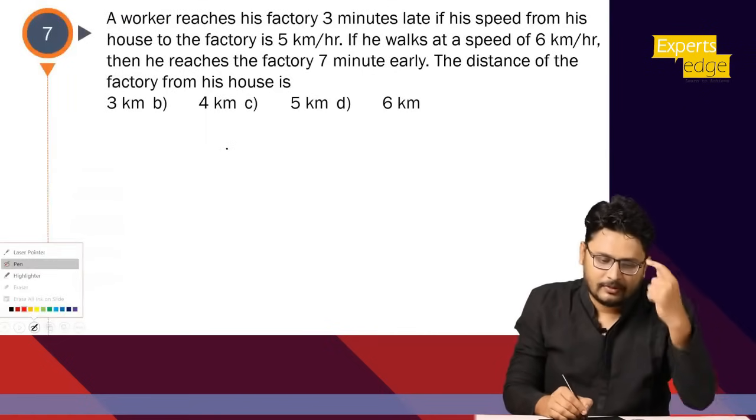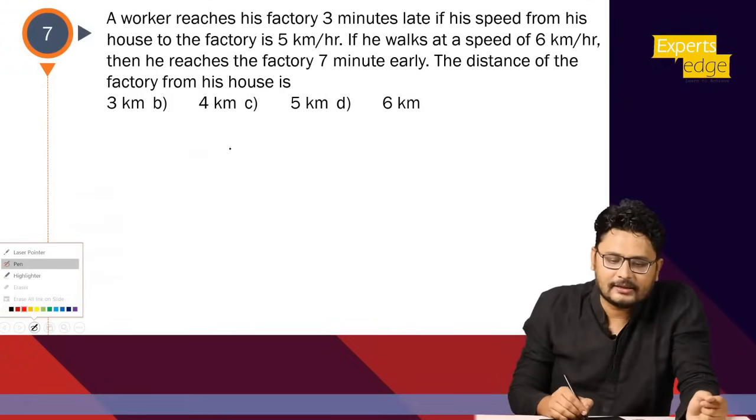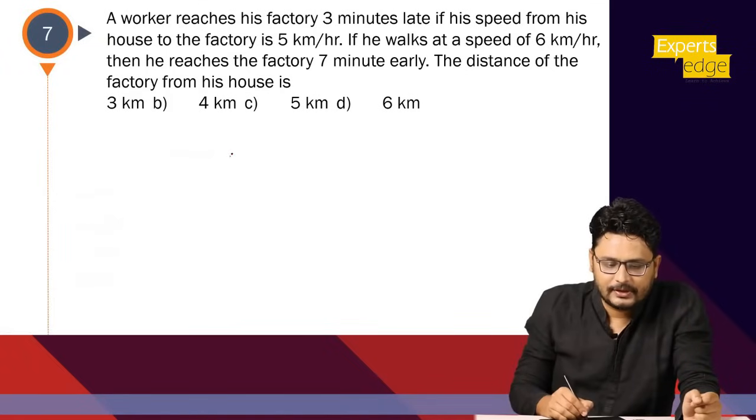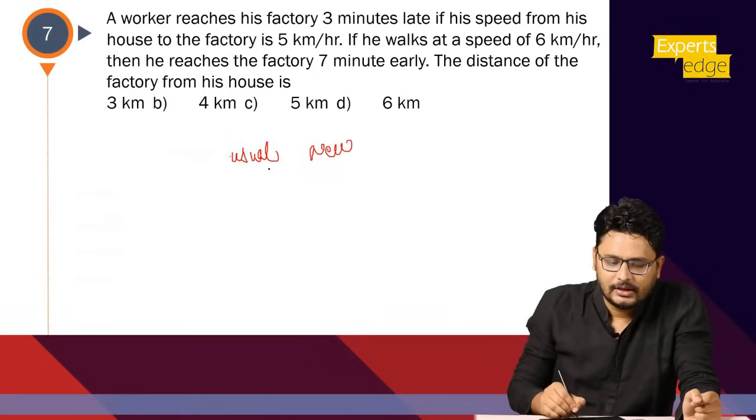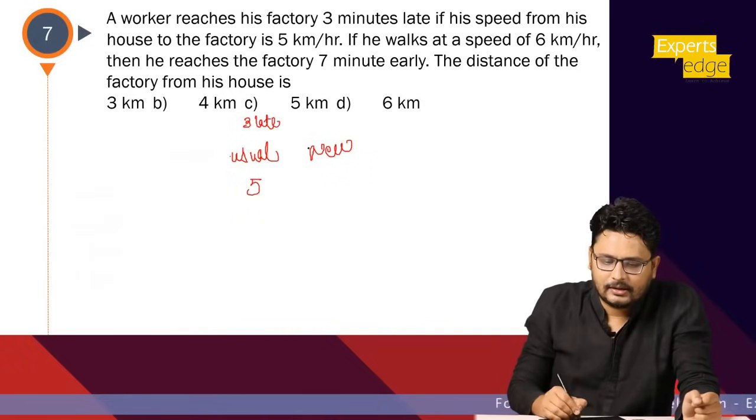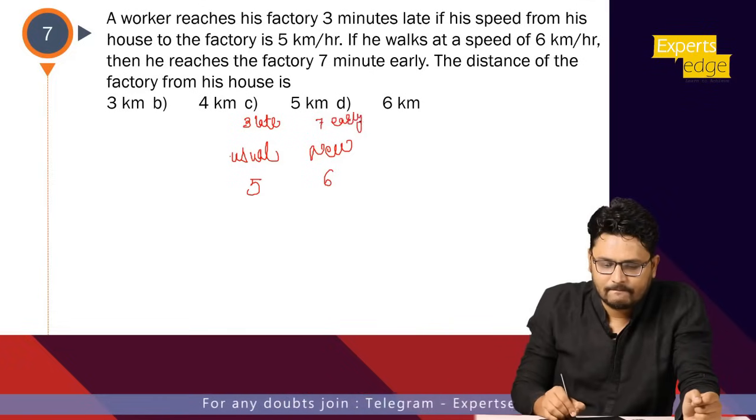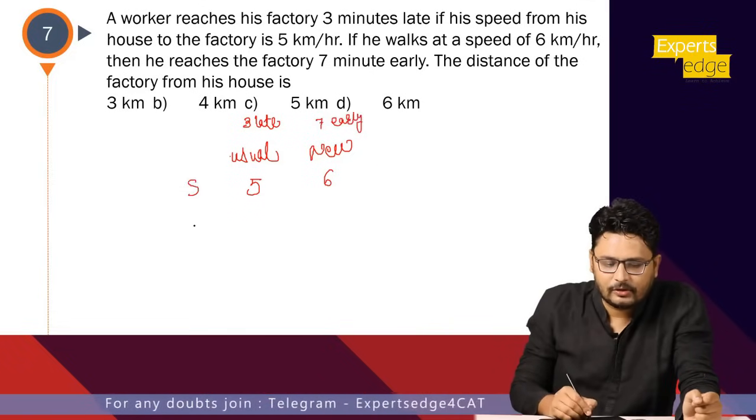Now a worker reaches his factory 3 minutes late if his speed is 5 km per hour. So let's say speed usual and let's say the new one, whatever it is. ठीक है, अगर मेरी 5 की स्पीड रही तो he is 3 minutes late, and अगर उसकी स्पीड 6 की रही तो he is 7 minutes early. There is a ratio of speed. What will be the ratio of time?